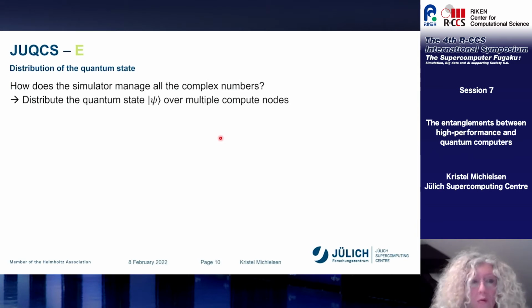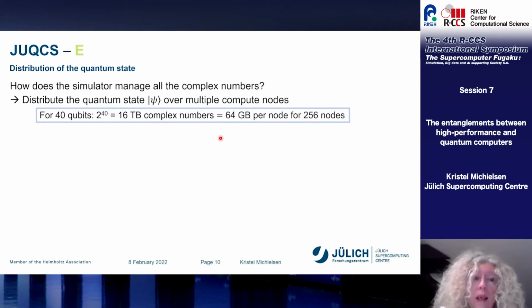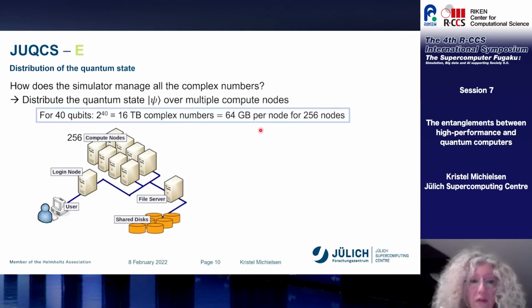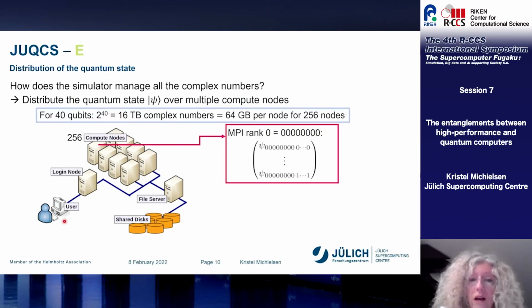So how does this simulator manage dealing with all these complex numbers? For this, we, of course, have to distribute the quantum state over multiple nodes. And I give you here one example for 40 qubits. 40 qubits means that we need 16 terabytes to represent these complex numbers. And in this particular case, we say, okay, we take 64 gigabytes per node, and this for 256 nodes. So this is then the computer on which we calculate.